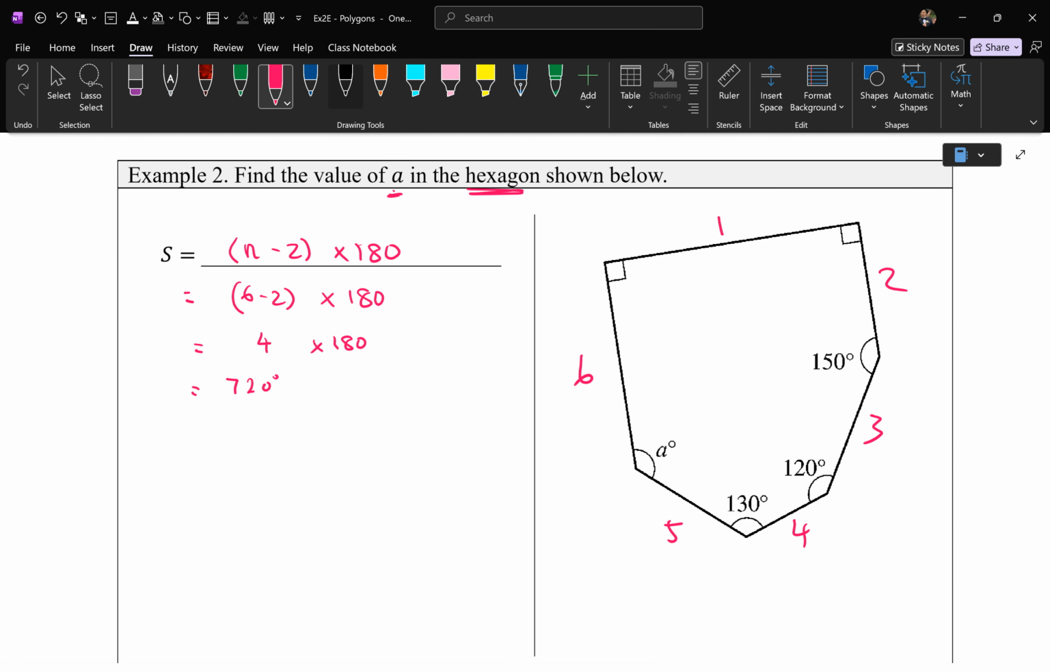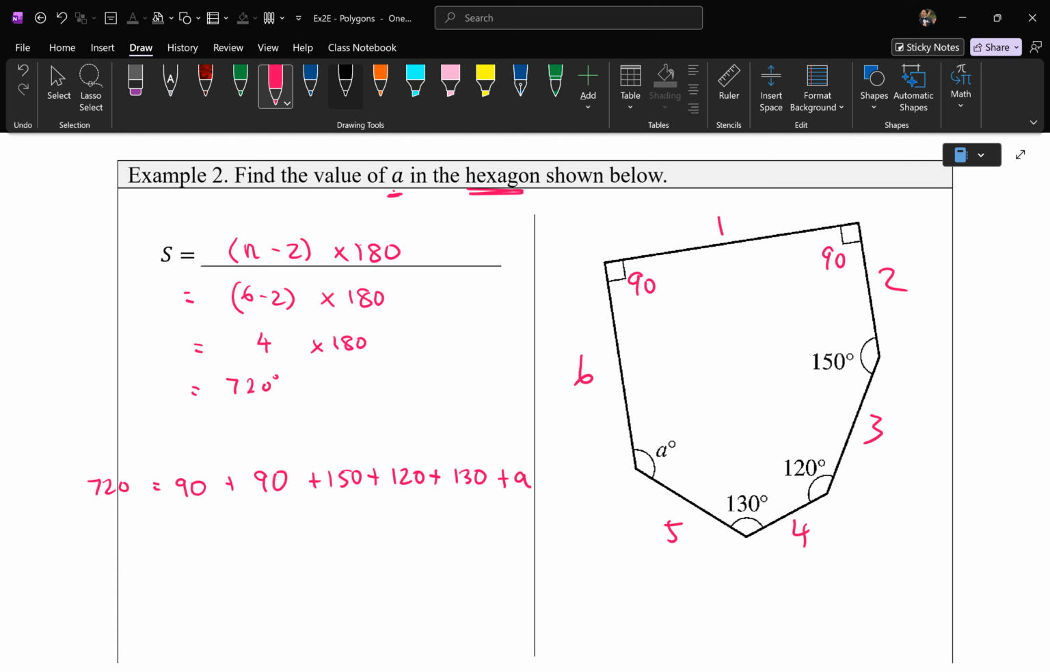Now the angles that we have, what's this little box mean again? 90. So I've got 90 degrees plus 90. So let's write it down. We've got 90 plus 90 plus 150 plus 120 plus 130. And then plus A, which is what we don't know, has to equal to 720.